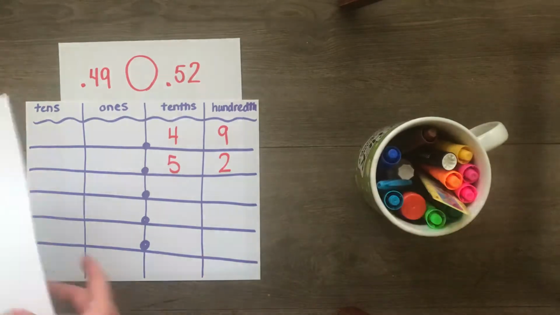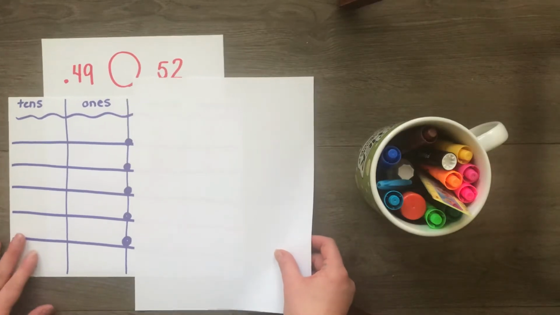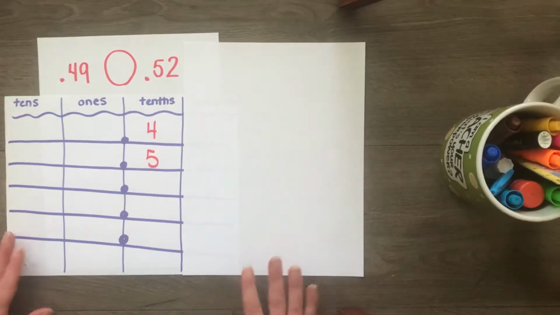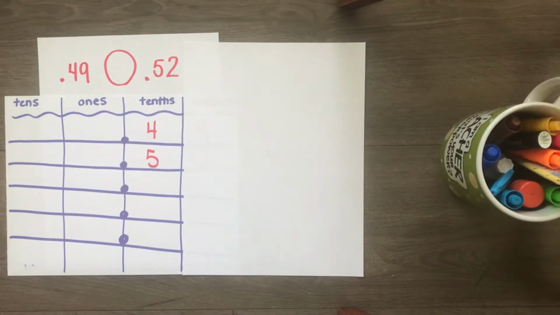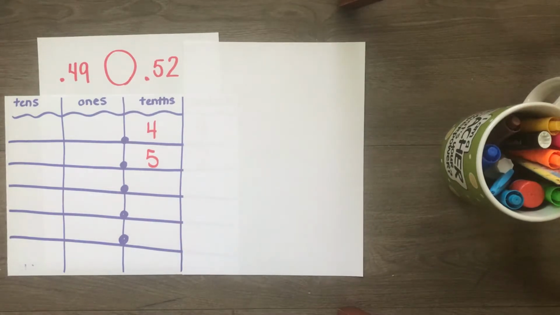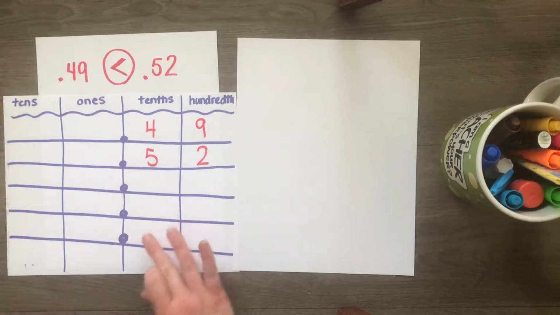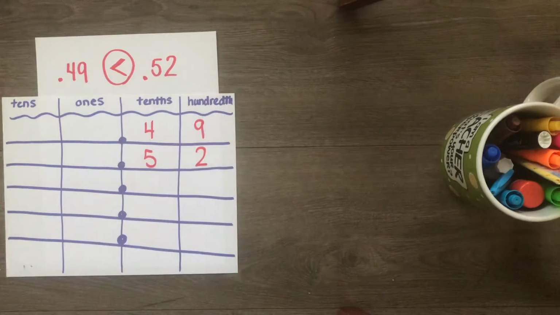So I can see right away, I have no tens and I have no ones. These are decimals, so I only have pieces of one. So I can see right here, I have 4 tenths and 5 tenths. Well, which one's bigger, 4 or 5? That's right, 5 is bigger. And so right away, I don't even have to look at these numbers. 5 is the winner. And so that means that 52 hundredths is bigger than 49 hundredths. Isn't this so easy? Let's do another one.